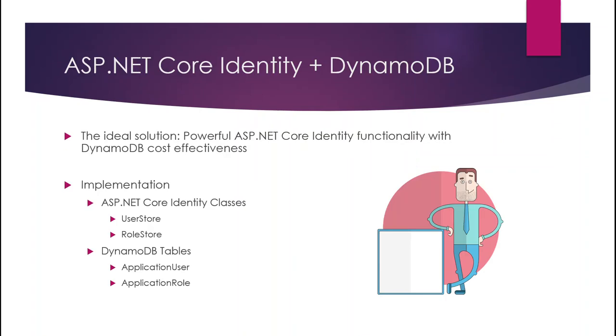The ideal solution is to combine the power of .NET Core Identity functionality with DynamoDB cost-effectiveness. In the next slide, I will show you an example. There are two main things you will have to do. First, you will change the internals of the methods in the .NET Core Identity classes User Store and Role Store to work with DynamoDB, while preserving the method signatures. Second, you will create the DynamoDB tables Application User and Application Role.